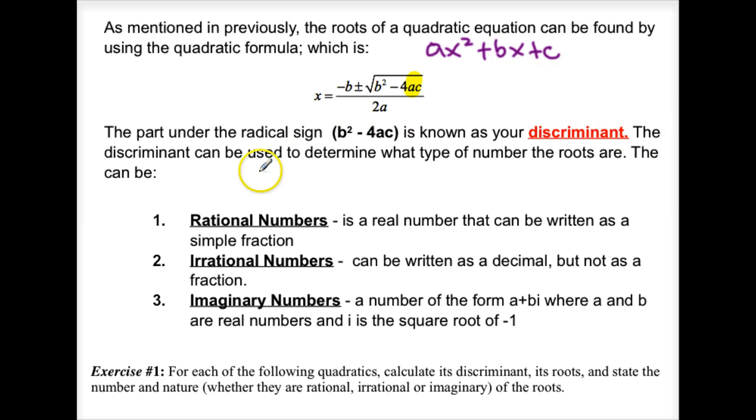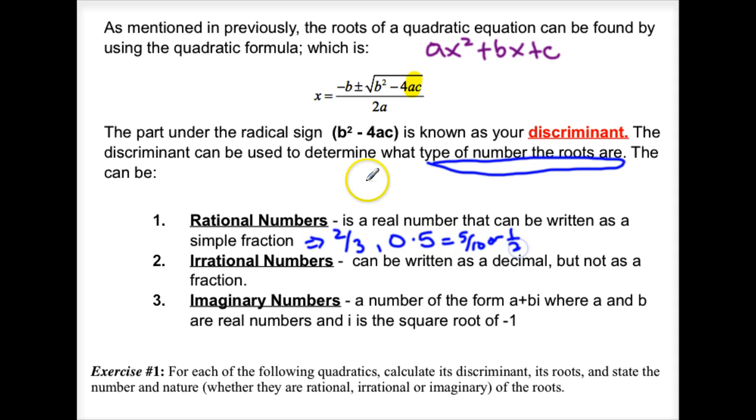So the discriminant can be used to determine what type of number the roots are. Are the roots rational? Are they irrational? Are they imaginary? So what are rational numbers? Just a really quick review. Rational numbers are numbers that can be written as simple fractions. So something like 2 over 3 is rational. Something like 0.5 is rational because we know 0.5 is 5 over 10 or 1/2.